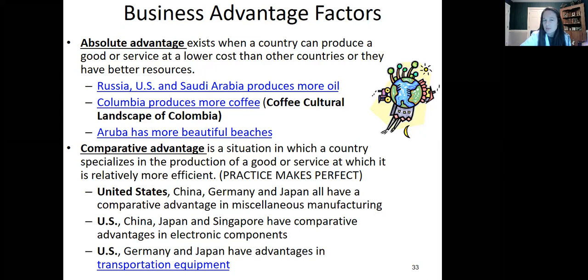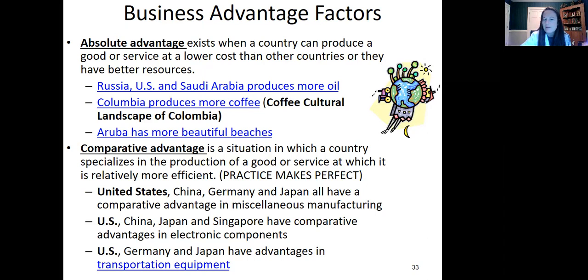So here's 3 examples. Russia, the United States, and Saudi Arabia produce more oil than any other countries in the world. Colombia produces more coffee because of their landscape and weather. Aruba has some of the most beautiful beaches in the world, so some travelers just want to go to the beach and they'll choose Aruba just because they have an ocean. Some countries are landlocked, so travelers don't want to go to the beach in a landlocked country.